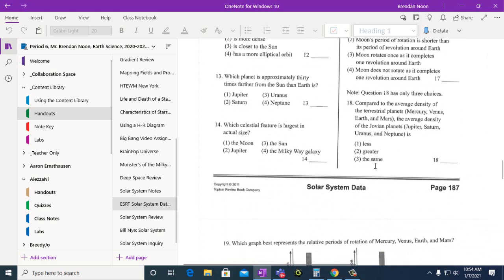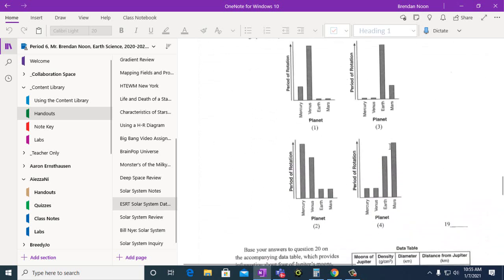Question 18 only has 3 choices. Well, that's smart. Compared to the average density of the terrestrial planets, Mercury, Venus, Earth, and Mars, the average density of the Jovian planets, the gas giants, is less. So your correct answer for 18 is 1, less. The average density of the Jovian planets is less than the terrestrial planets.